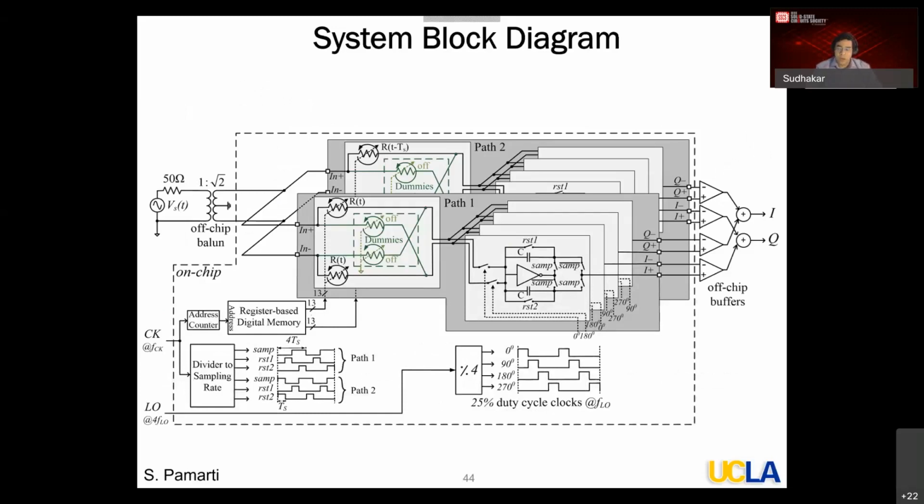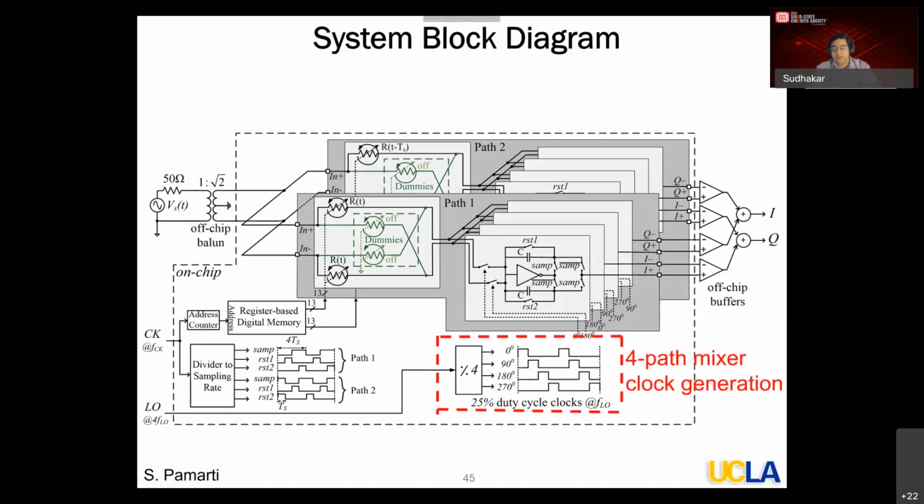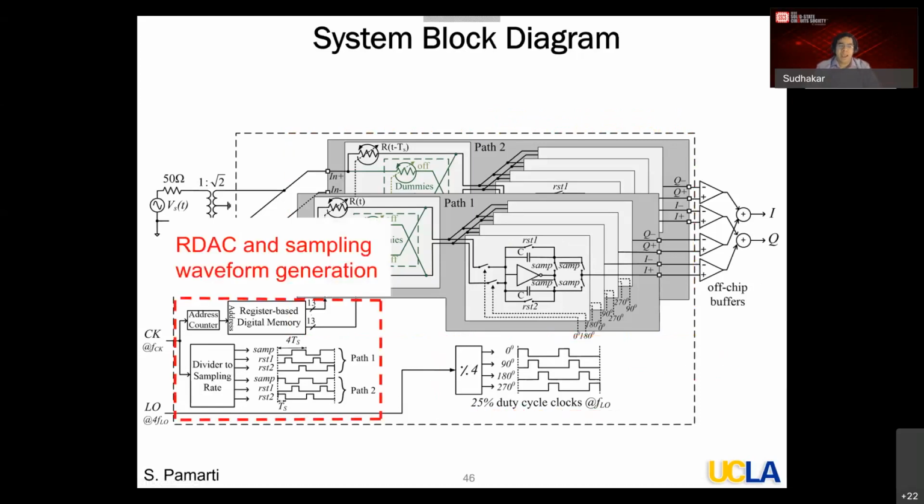Here is an overall block diagram for this. You can see two channels, or two time-interleaved channels, R(t) and R(t minus Ts). In each channel, the LO is implemented like a 4-phase clocking with 25% duty cycles. Again, this is a standard technique in mixer-first and N-path receivers. It easily gives us I plus, I minus, Q plus, and Q minus. That's basically what we do. So that's the two time-interleaved 4-path filtering-by-aliasing blocks. This is the standard 4-path mixer clock generation, nothing really different between ours and the traditional receiver approaches. This is the RDAC sampling waveform generation.